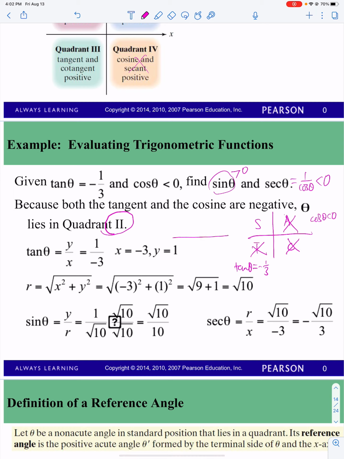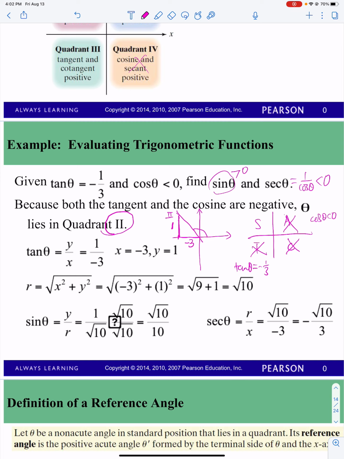So here you draw this triangle. Because in the second quadrant your x coordinate is negative, and tangent is opposite over adjacent. Opposite is your y, so that's 1, and adjacent is negative 3. So this is your angle. Are you with me? So this is how you draw the picture. Opposite is 1, adjacent is negative 3.